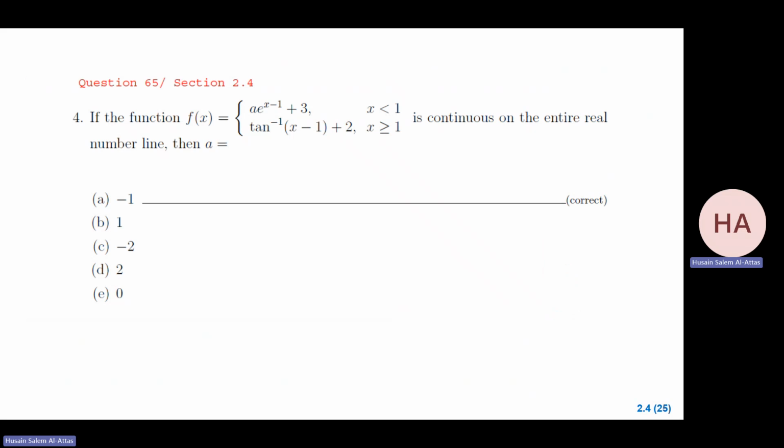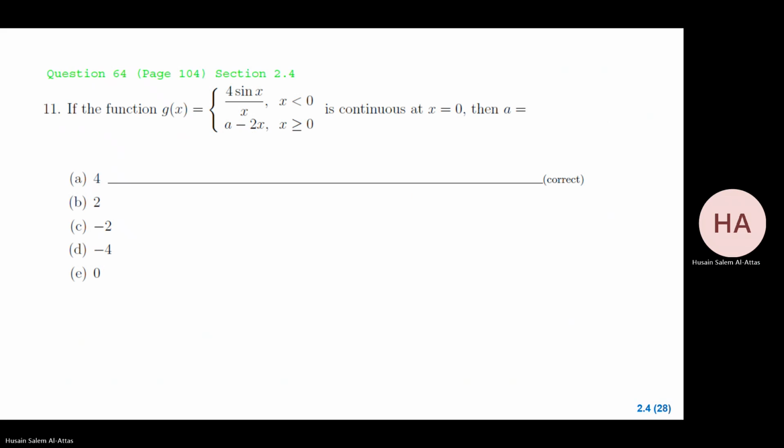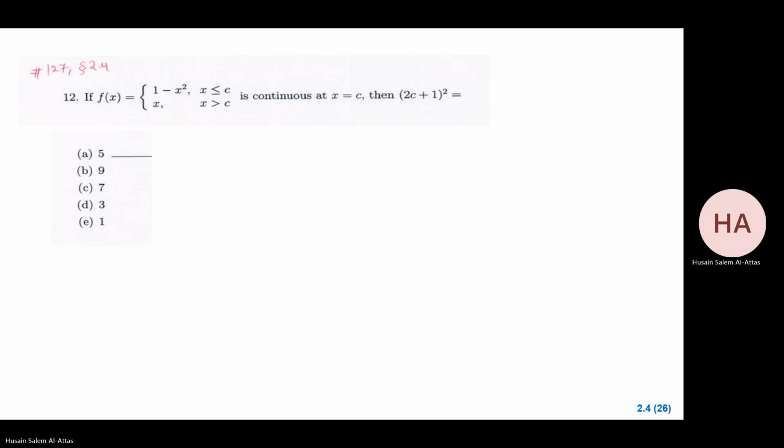Not difficult. The same thing. And he wants a. We get a here. A equals minus 1. The same question, huh? Because it was in the book. If this function is continuous at x equals c, he wants c. C is the one here. No problem. We'll do the same thing.